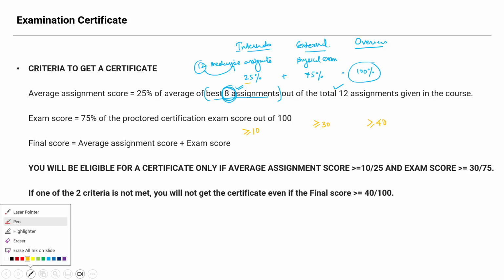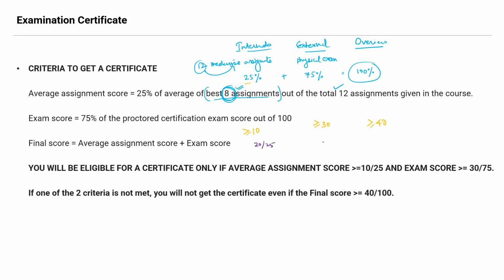Let's take case by case. Now, there could be a scenario where you score 20 out of 25. And in the externals, you might score 25 out of 75. Overall, you scored 45 out of 100. Now, you have managed to pass this criteria, which is greater than 10. However, you are lesser than 30. Although overall you are above 40, in this scenario, you won't get a certificate.